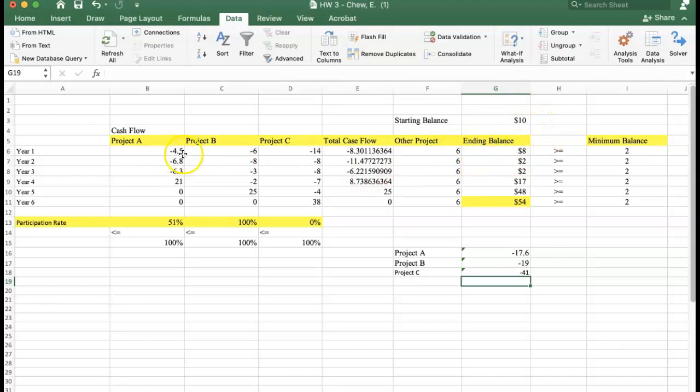And then here we really couldn't do project C because that would take away most of our money and we would only have the minimum balance of 2. So looking here, we know that we're going to invest in project A and B. We just don't know the percentages of that.